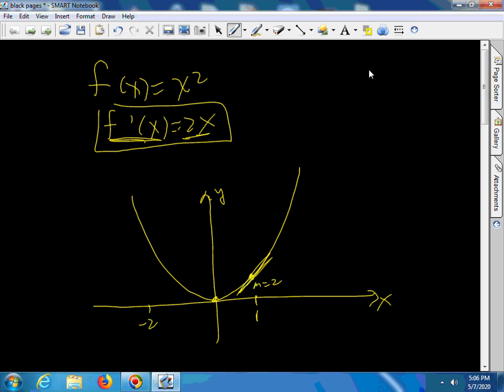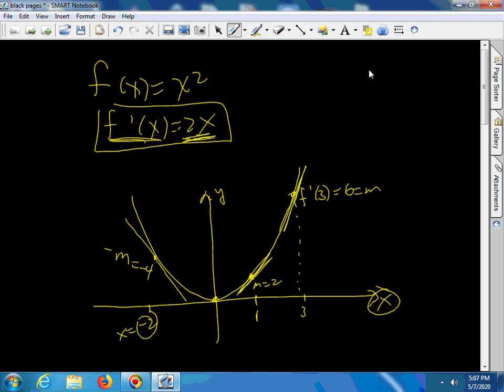At negative 2, the slope of the tangent line where x is negative 2, well, the slope rule says double the x. So if x is negative 2, the slope is negative 4. If x is 3, go up to the graph right here, the slope of this tangent line is going to be f prime of 3. And the f prime formula just says double x.